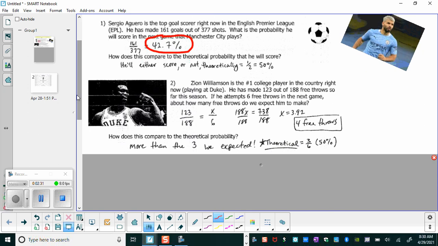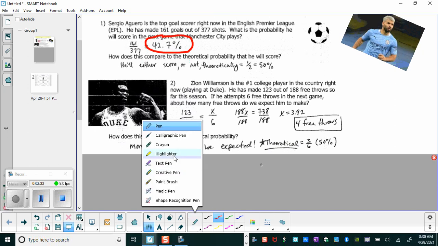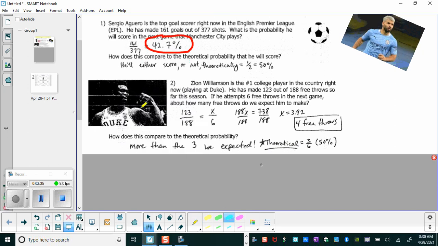Now let's talk some basketball. Some of you might know Zion Williamson is in the NBA at this point. He plays for the New Orleans Pelicans. And when he was in college playing for Duke, he was the number one player in the country. Let's take a look here at his free throw percentage. So far at that point in the season, he had made 123 out of 188 of his free throws.